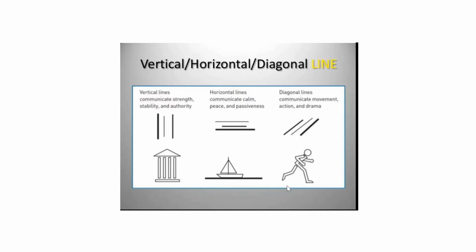Then diagonal lines can communicate movement, action, and drama. In this case, this running man is at a diagonal line. He's leaning forward, and that shows us movement. We can tell by his pose that he is running and running fast. If he were in that same pose, but he were straight up and down, then it would look like he was marching or something and not going nearly as fast. So diagonal lines can definitely add some speed and movement and motion to our artwork.